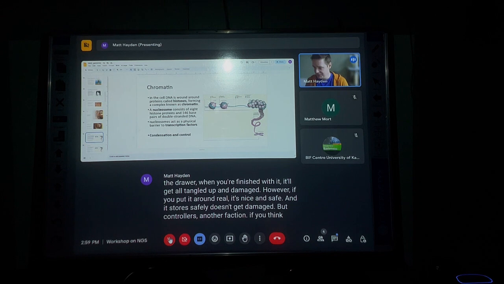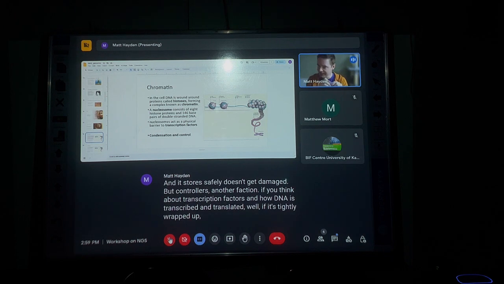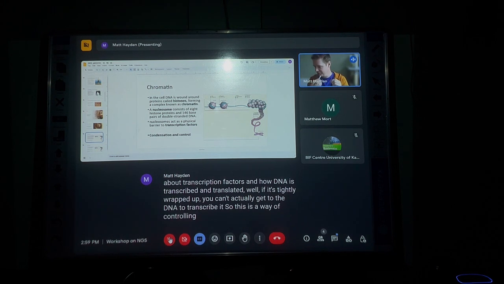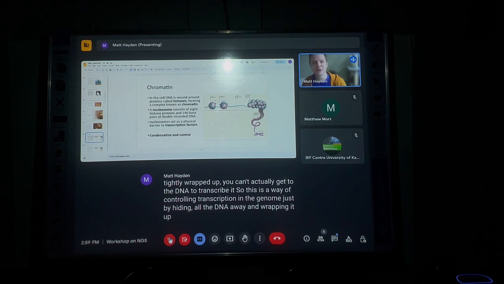If you think about transcription factors and how DNA is transcribed and translated, well, if it's tightly wrapped up, you can't actually get to the DNA to transcribe it. So this is a way of controlling transcription in the genome, just by hiding all the DNA away and wrapping it up.